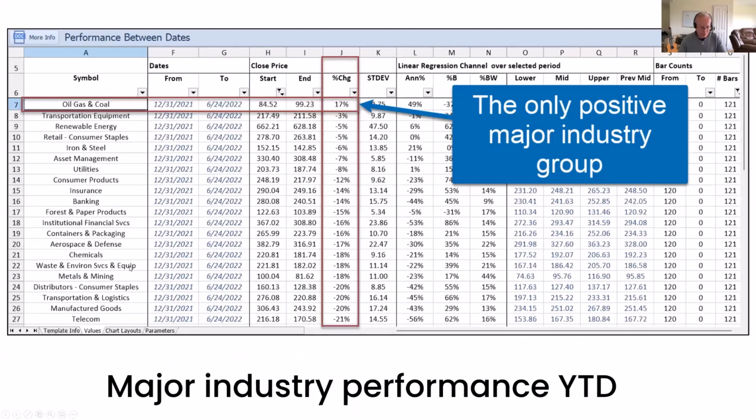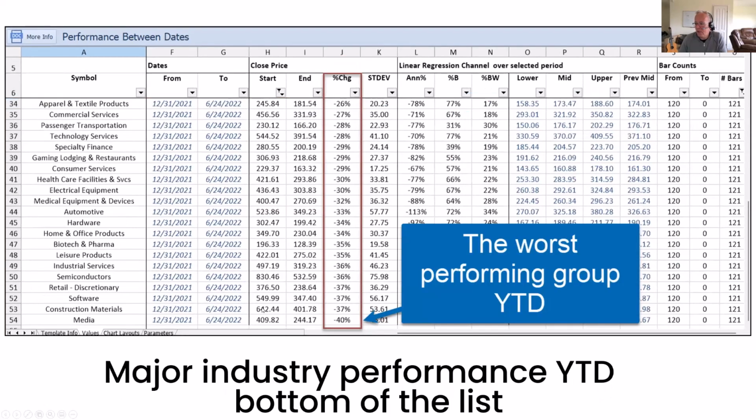And then quickly, I didn't want to spend too much time on this, but I'll run through the other slides I have in this sort of market performance. This is year-to-date performance of major industry groups, and oil, gas, and coal is the only industry group year-to-date that is up, and it's up 17%. The worst performing group for the year is media.